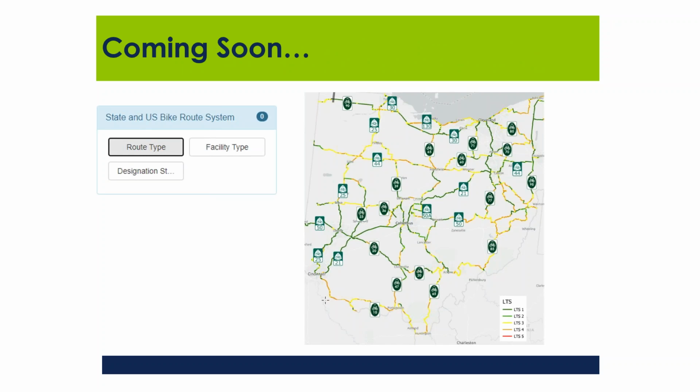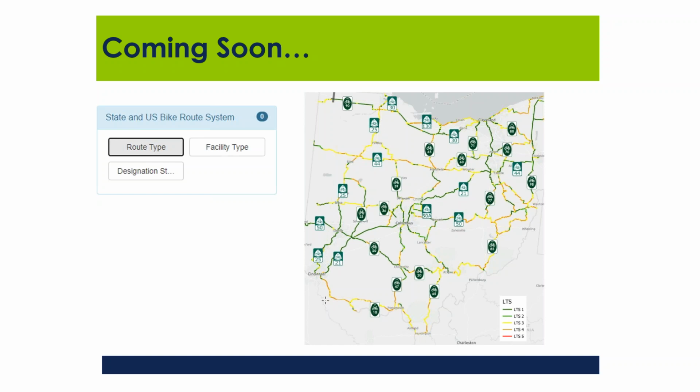And also coming soon in TIMS, we have our state and US bike route system, if you haven't heard of it. So that is currently mapped in TIMS, but we recently ran a level of traffic stress analysis, which basically just determines how comfortable a route is for a cyclist. One being very comfortable, it's usually a separated path, and five being not comfortable at all, it's a limited access facility, maybe a high speed 55, 60 mile per hour, four lane separated highway, something like that. So that will be coming soon to the maps, and we hope to apply that to more than just the state and US bike route system.